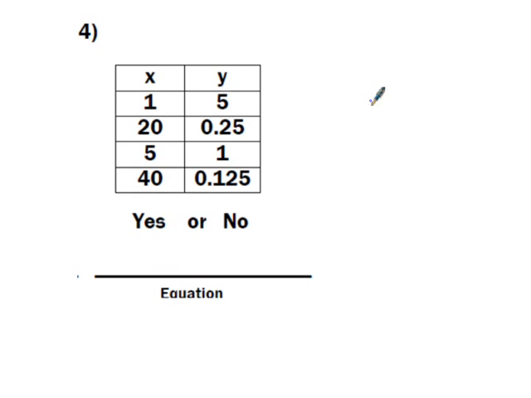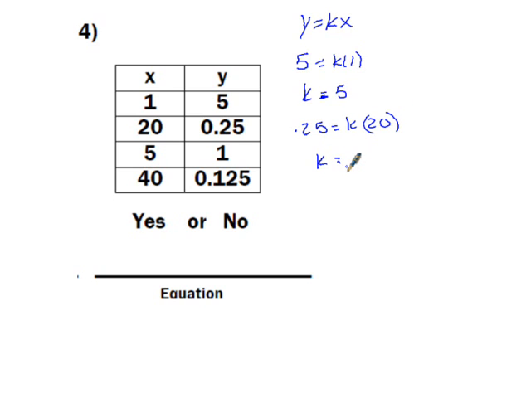All right, one last time, number 4. So again, y equals kx, and we're plugging in. So 5 is equal to k times 1. If I divide by 1, then k must be 5. And I have 0.25 equals k times 20. So I'm going to have 0.25 divided by 20. And that gives me 1 over 80. So that is not the same as 5. So nope, this is not direct variation, and I don't have to worry about writing the equation.